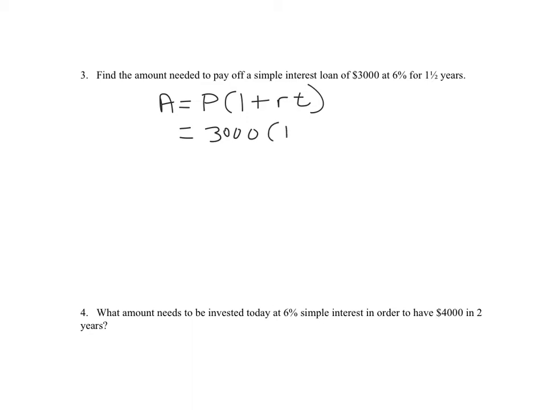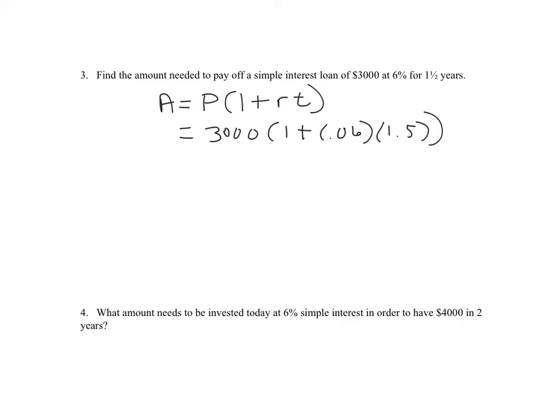So that goes in for P. Our interest rate is 6%. So again, drop the percent, move your decimal to the left. That becomes 0.06. Now we need to convert 1.5 years. I would recommend go ahead and convert it into a decimal, which would be 1.5. That'll just make it easier when you put it in your calculator.